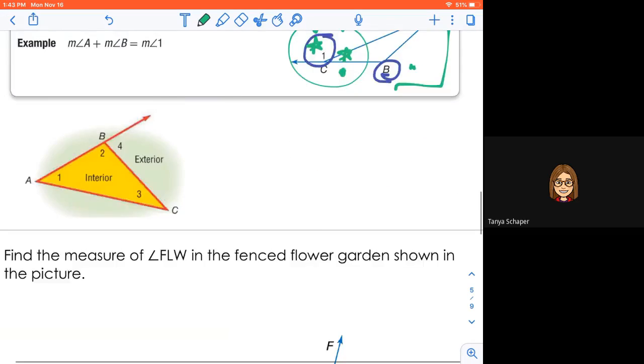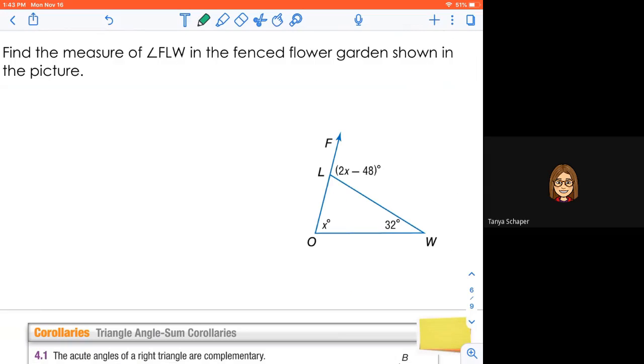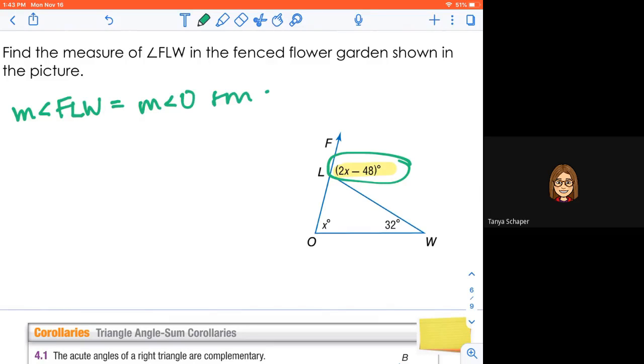Right. So here we go. We're going to find the measure of angle FLW. That's this angle right here, shown in this picture. So we know that the measurement of angle FLW is equal to the measurement of angle O plus the measurement of angle W.